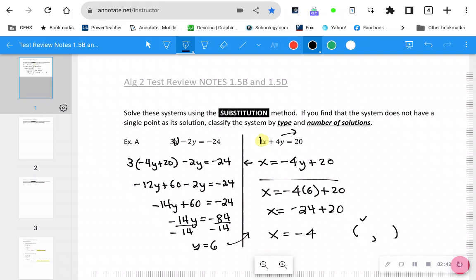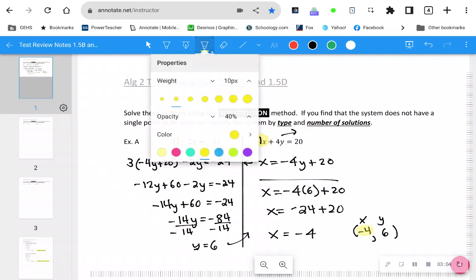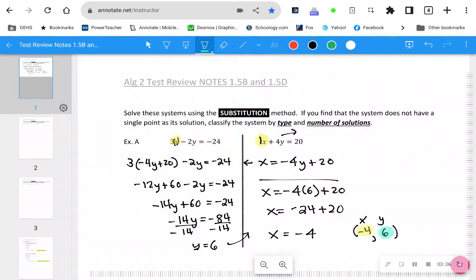X first, y second. And that problem is done other than checking it, and I'll illustrate how to check it. If you want to see if it's right, you're going to take this -4 and put it in place of that x. So 3 times -4, which is -12. And then you would take the 6 and put it in place of that y there, and that gives -12. So -12 and -12 is -24.